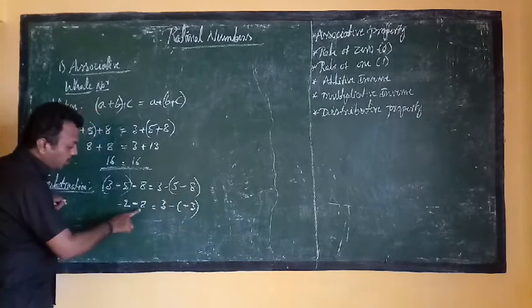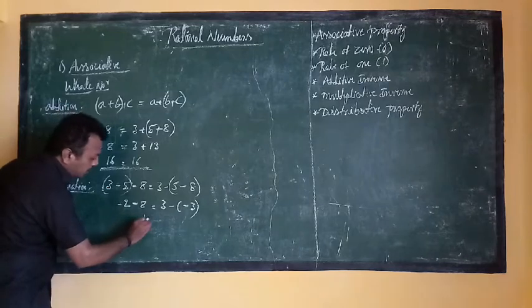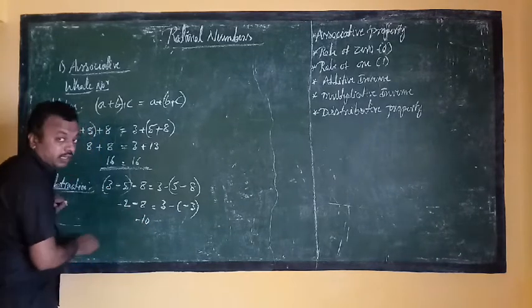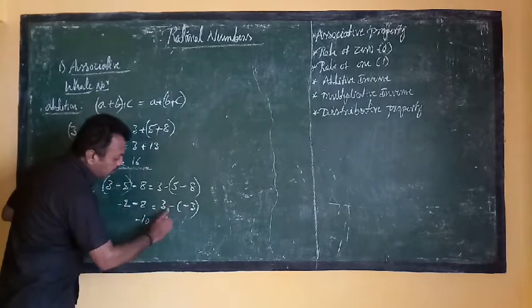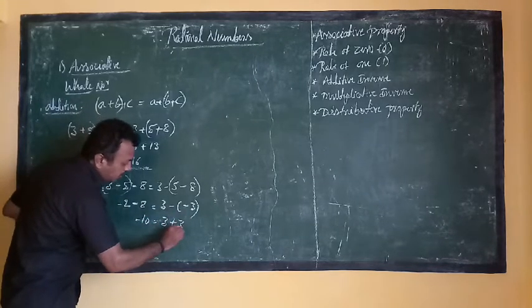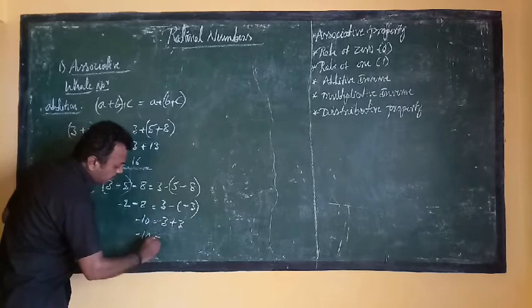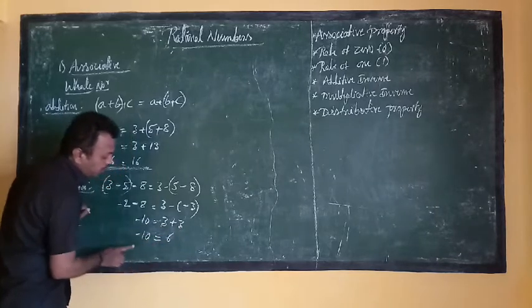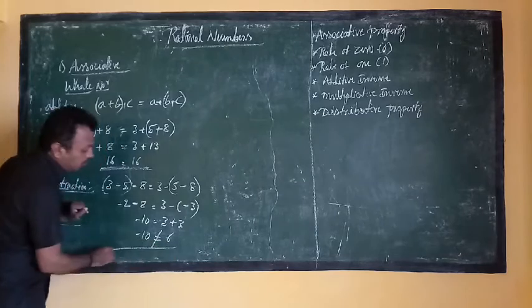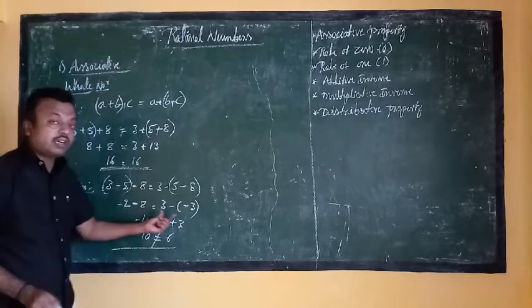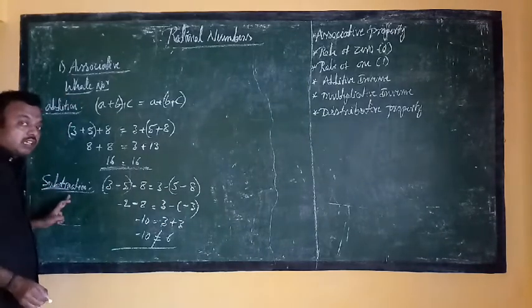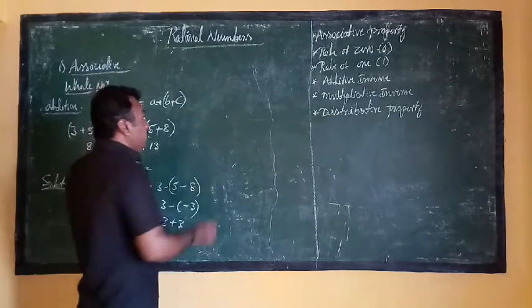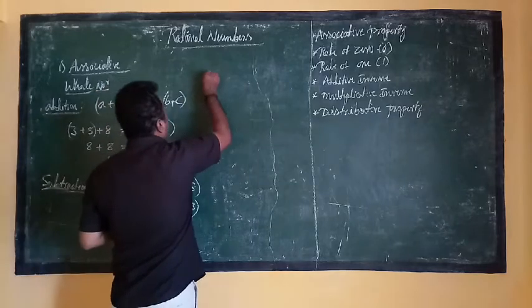Got it? Now minus 2 minus 8 is minus 10, because on the negative side, with same signs, we add. Now 3 minus minus 3 is plus 3, so 3 plus 3 is 6. So minus 10 is not equal to 6. The LHS is not equal to the RHS. Therefore the associative property of whole numbers does not hold under subtraction. Got it? Now multiplication.